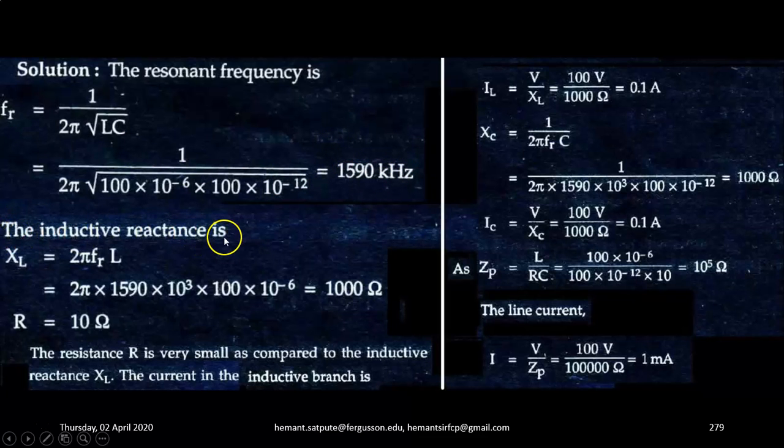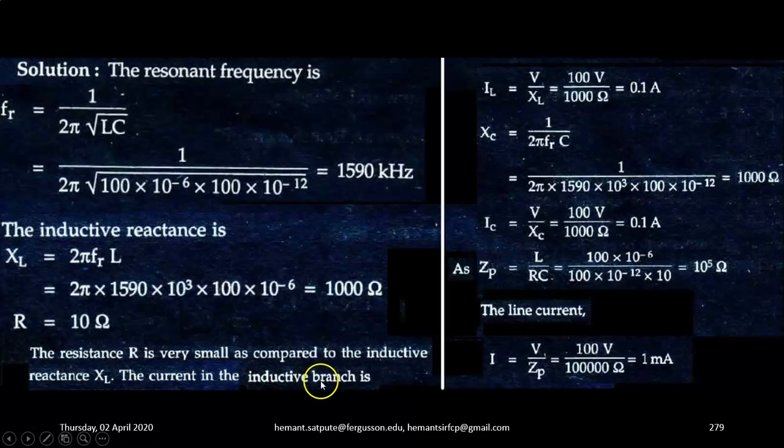Next, the inductive reactance, we have the formula XL is equal to 2 pi Fr into L. Substitute the values, simplify, you will be getting inductive reactance XL is equal to 1000 ohms. The value of resistance R is 10 ohm. The resistance R is very small as compared to the inductive reactance XL.